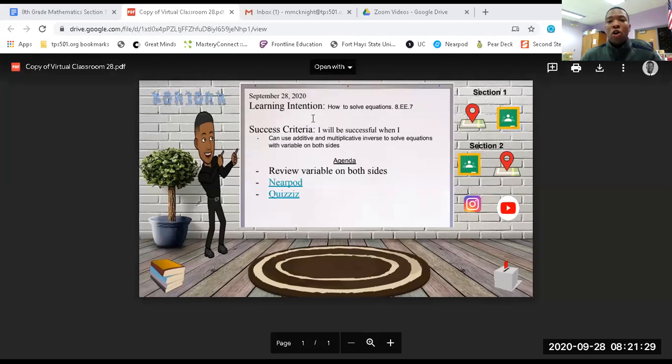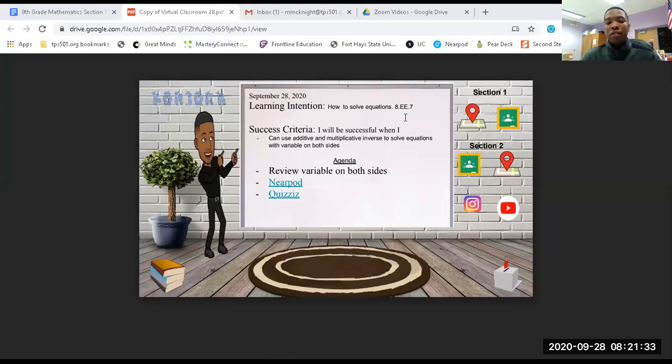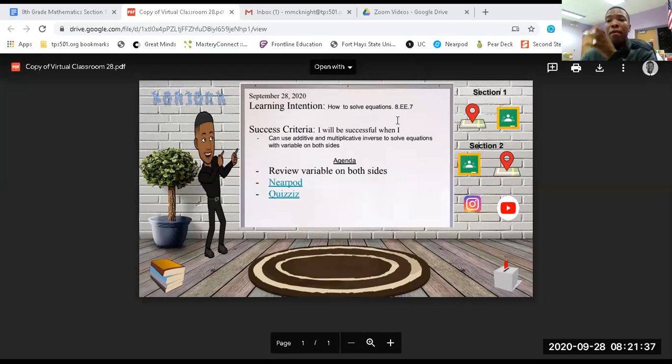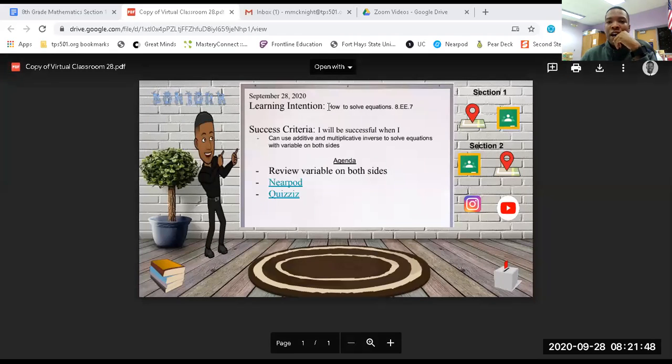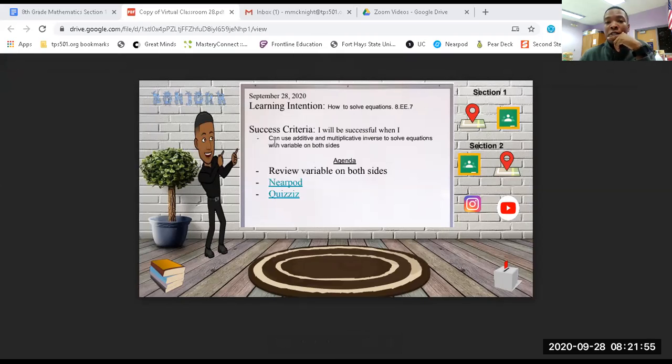So for today, our learning intention, we're still on figuring out how to solve equations. We had started some circle stuff, but I'm going to jump back a little bit because after reviewing the quiz and stuff, I realized that we're not all there and we still need some practice, and that's all of us. All right, so we're going to look at how to solve equations again. But this time we're going to look at how to use the additive and multiplicative inverse to solve equations with variables on both sides of the equation.